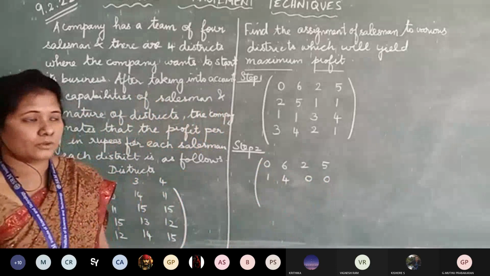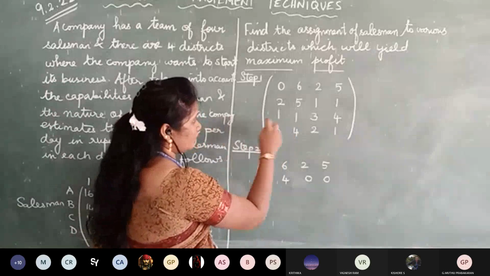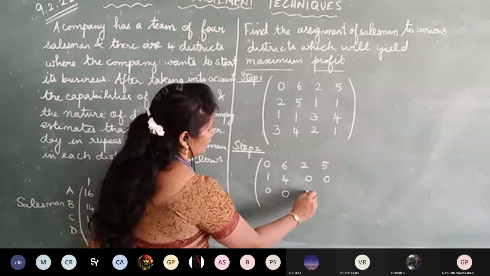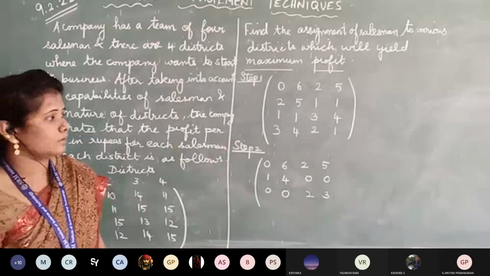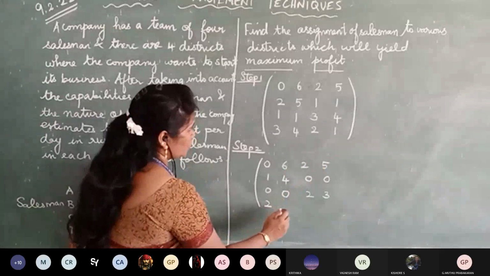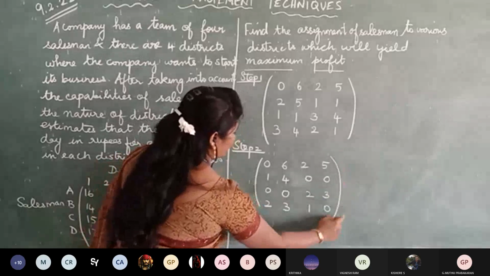Go on to the third row. See which is your least value. So 1 is your least value. Throughout that row, subtract 1. So 0, 0, 2, 3. Go on to the next row. Which is your least value? 1 is your least value. So it becomes 2, 3, 1, and 0.